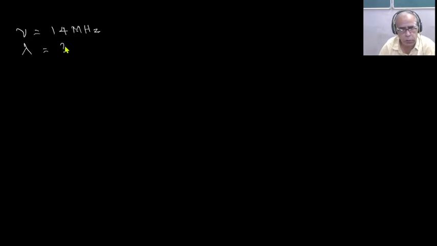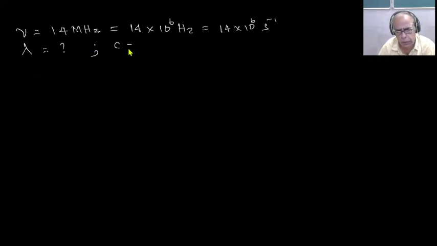Now listen to me. What is given here? Nu is given, so this should be converted into per second. 14 into mega. Mega means 10 power 6 hertz, which is nothing but 14 into 10 power 6 per second. Got it? And then lambda is asked. Now you know already that velocity is 3 into 10 power 8 meter per second.